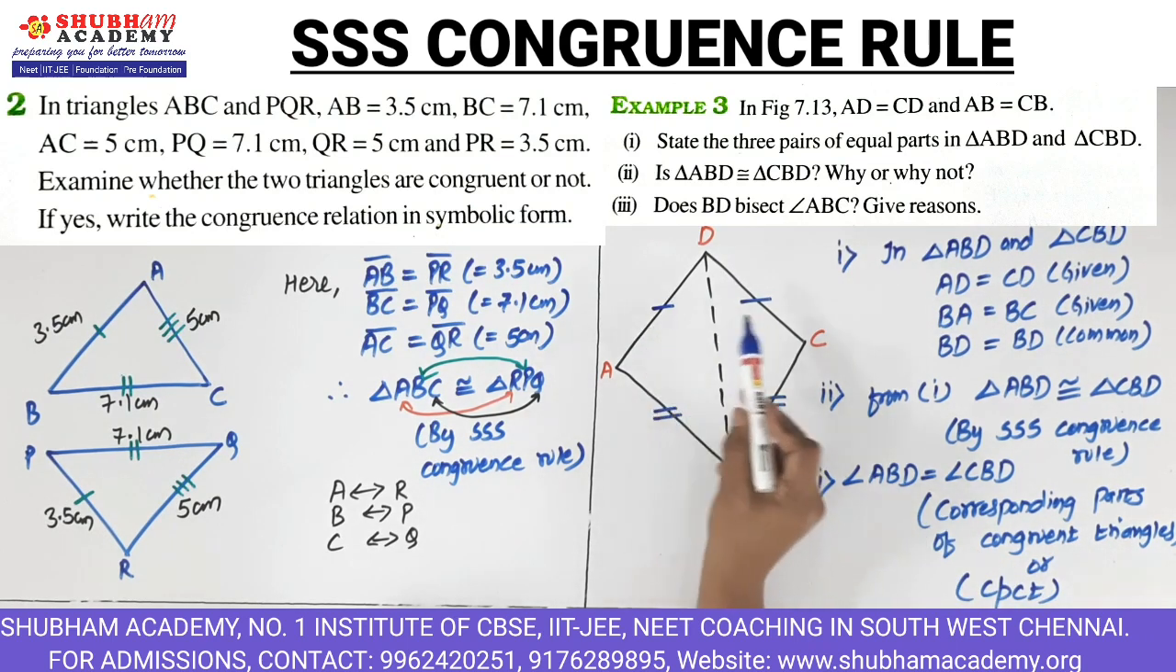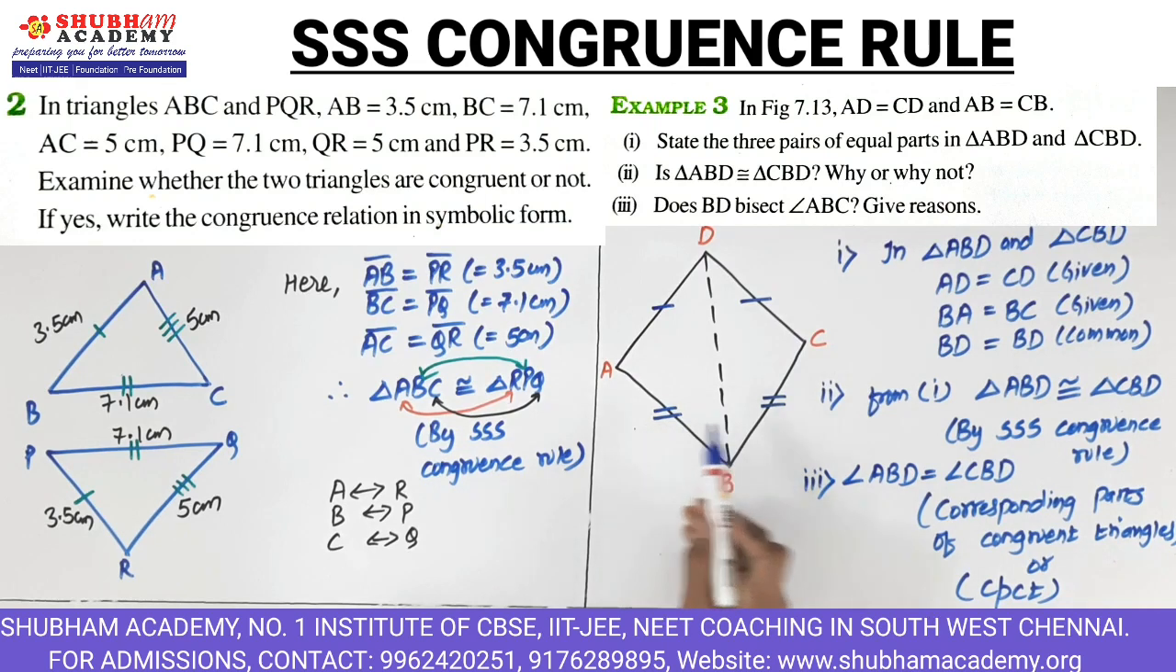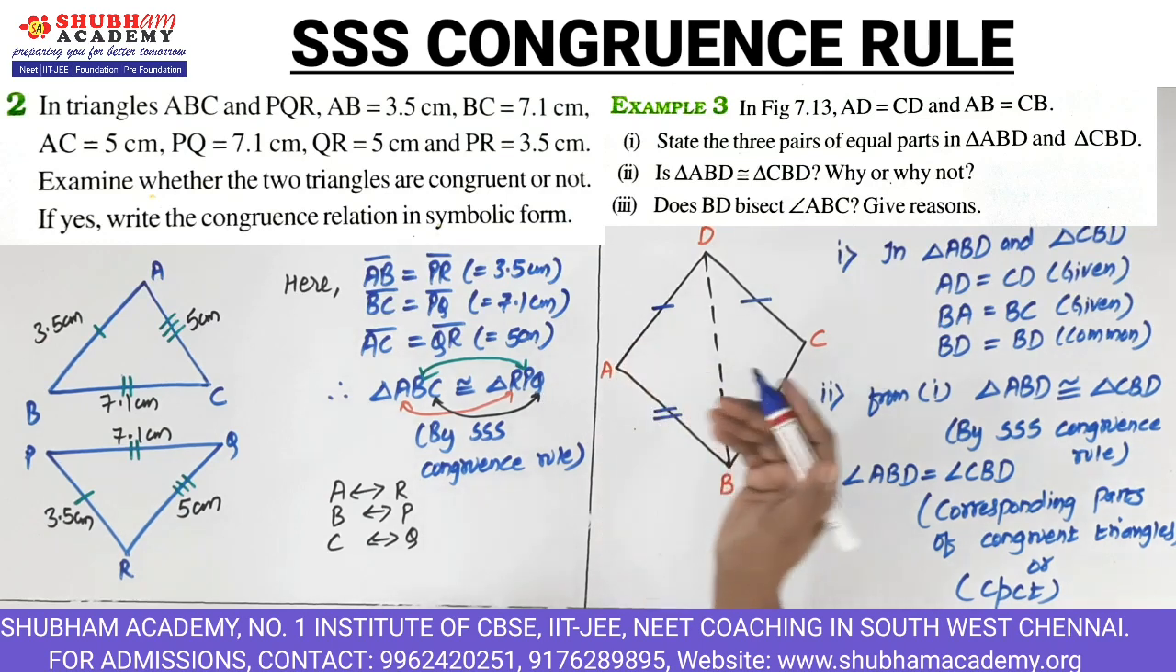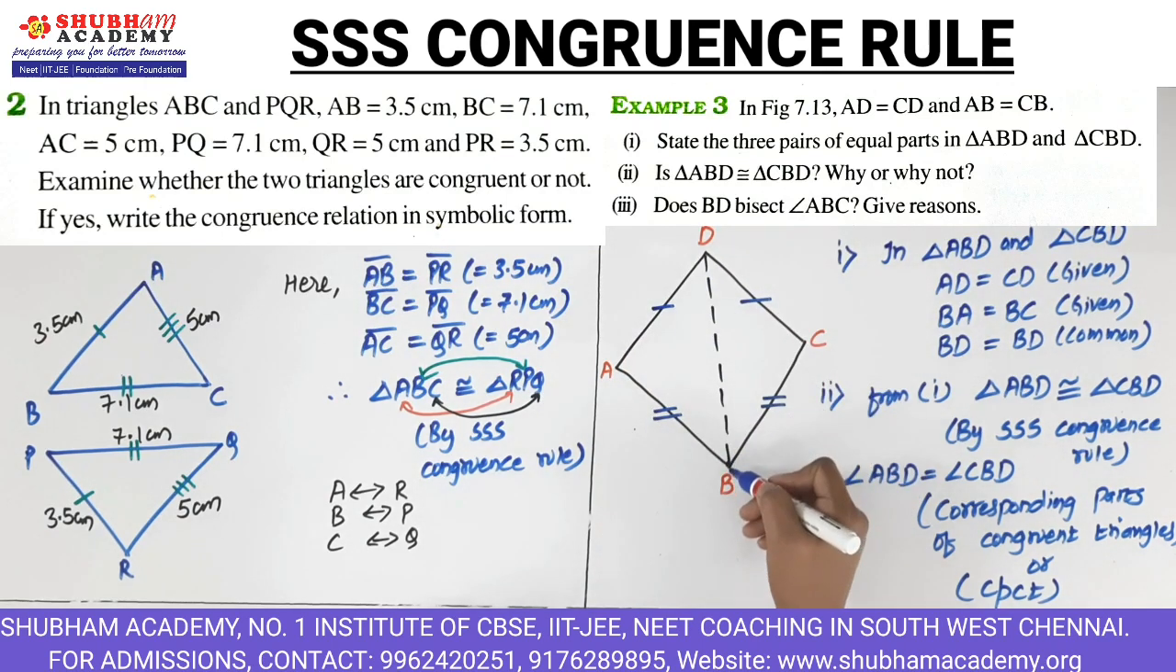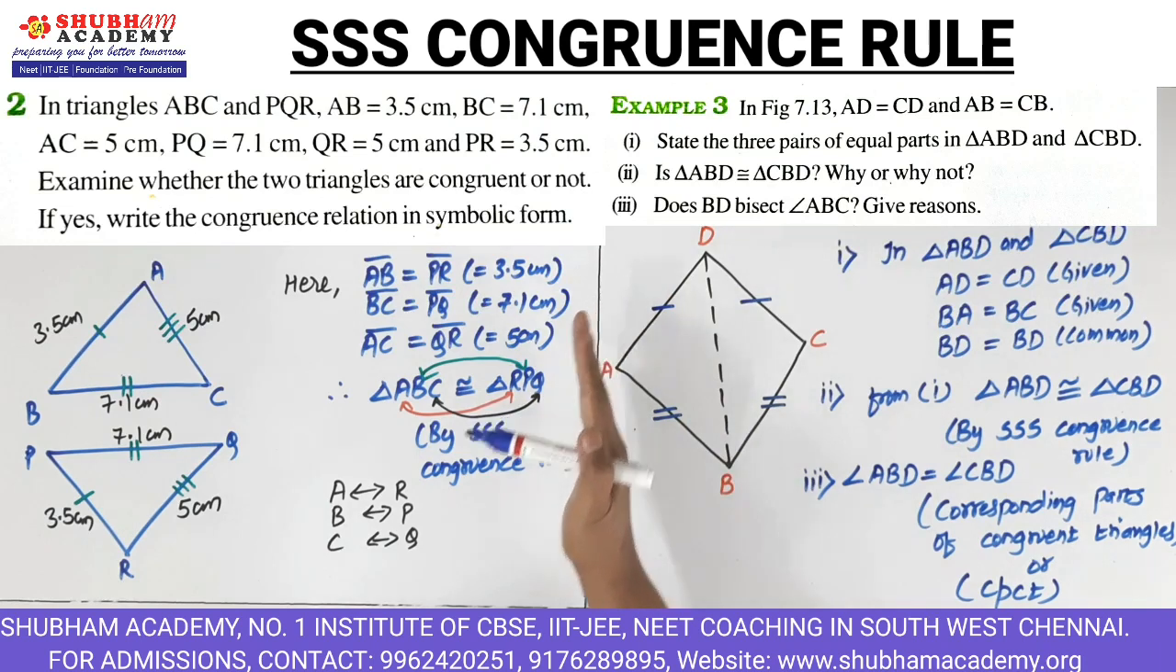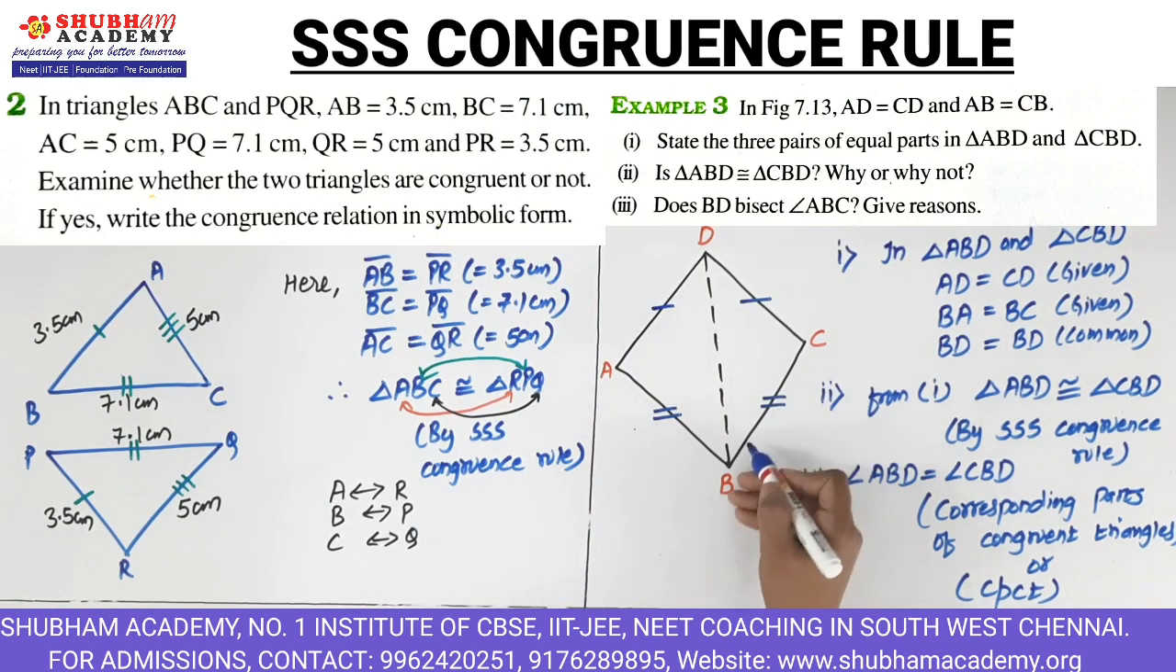As AD corresponds to CD, AB corresponds to BC. In the same way, if I am folding triangle BCD through BD over triangle ABD, what will happen? This angle, that is angle CBD, will fall over angle ABD. So both the angles are equal.